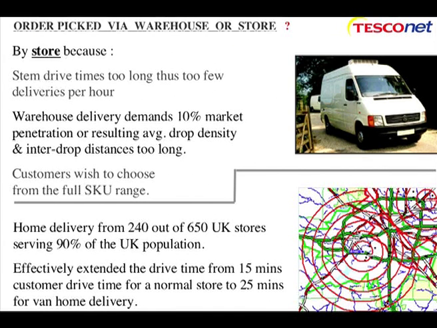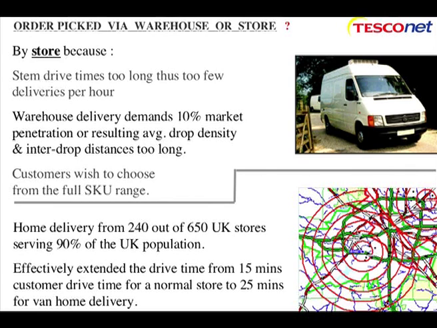Now, should the order be picked via warehouse or store? By store, because the stem drives will be too long from a warehouse, thus too few deliveries per hour. Warehouse delivery demands a 10% market penetration, or the resulting average drop density and inter-drop distances are too long.